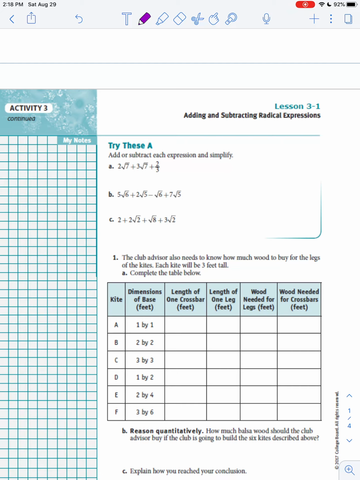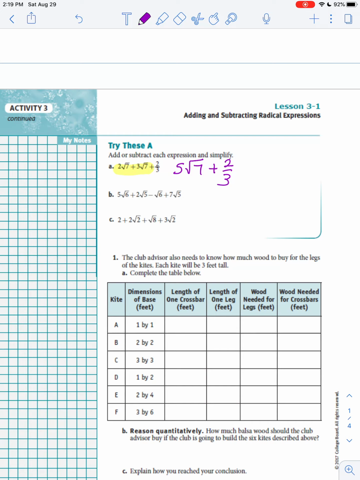All right, so on page 2, let's look at the try these and work on a few of those together. Do you see any like terms in part A? Hopefully you notice that we have a 2 root 7 and a 3 root 7. And so we can add those together and make 5 root 7. But what do we do with that 2/3? We don't do anything. We just write it at the end or in the beginning. Doesn't really matter. Okay, so 5 root 7 plus 2/3.